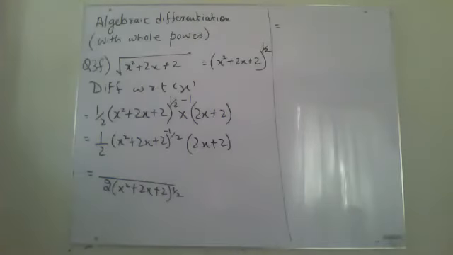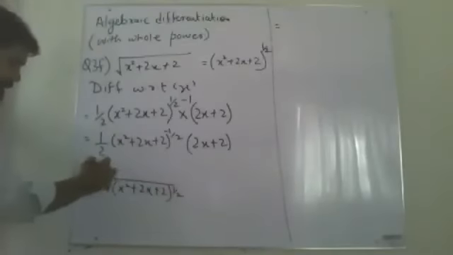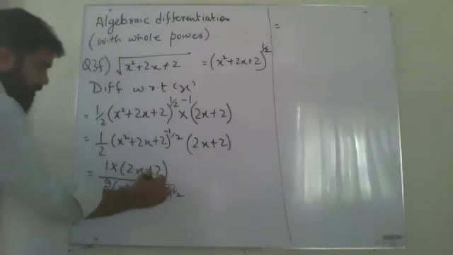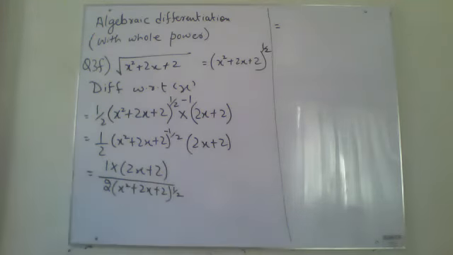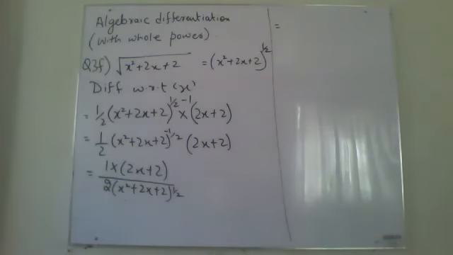Okay. After that, what is remaining? In the numerator, 1 multiplied by 2x plus 2. Now at this point, it's your choice. You want to leave your answer over here? Leave it. Doesn't make any difference.